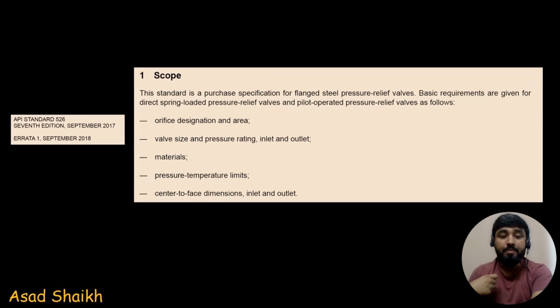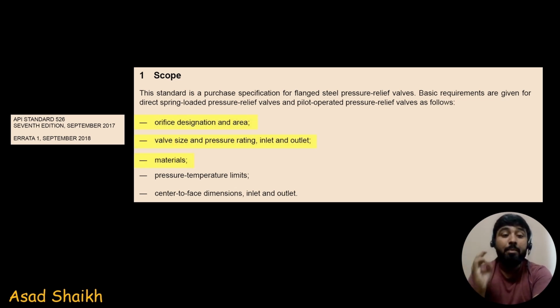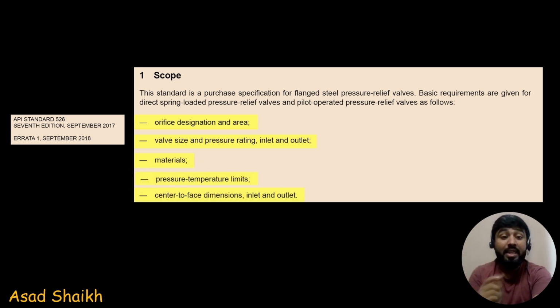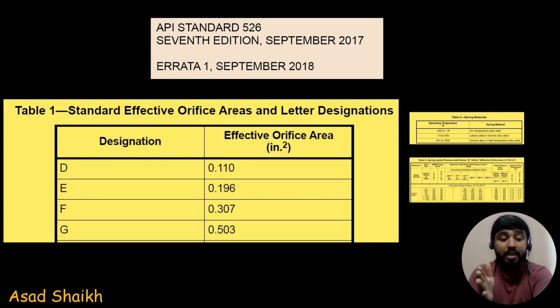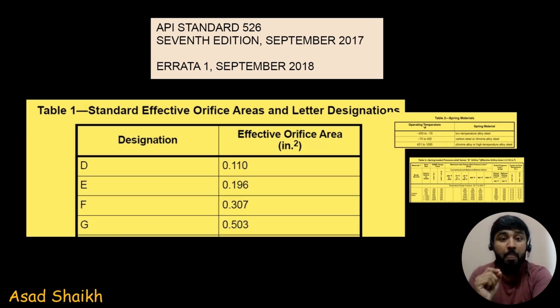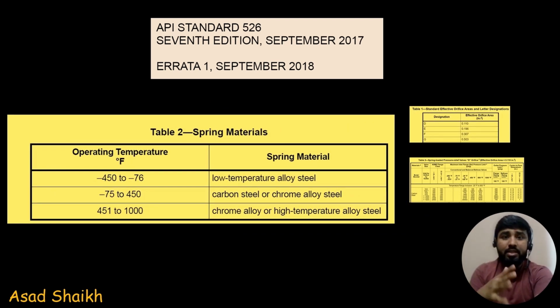If you come to the scope of this standard, you will see that it gives you a lot of valuable information. For example, the orifice designation and area, valve size and pressure rating, material selection, temperature pressure limits, and center to face dimensions. We will look into all of these tables so you get a better idea and know how important these details are. Let's take the orifice designation. What we saw earlier, like D, E, F, has an actual effective orifice area, which is given in Table 1. All the material selection of bellows, bonnet, body, flange, etc. is given. For example, based on temperature, they have given the spring material that can be selected.